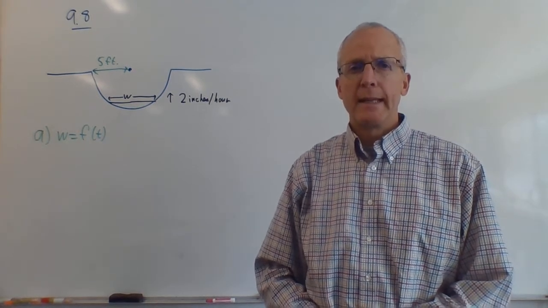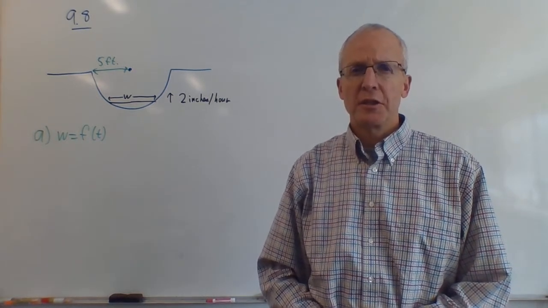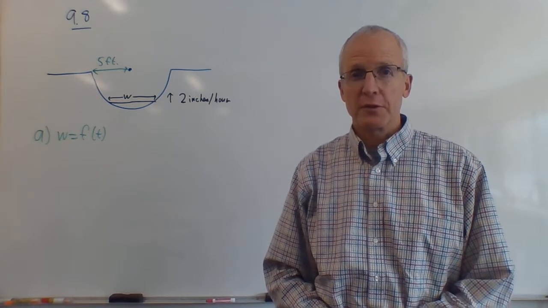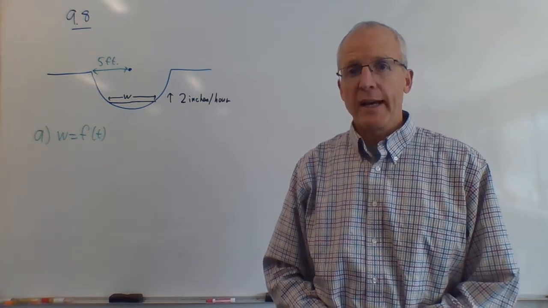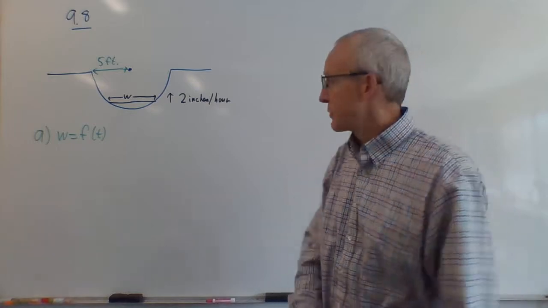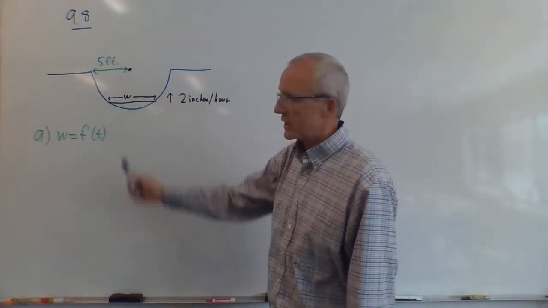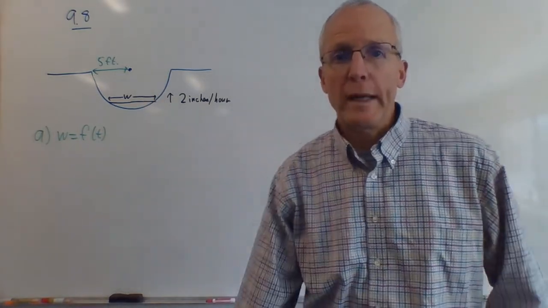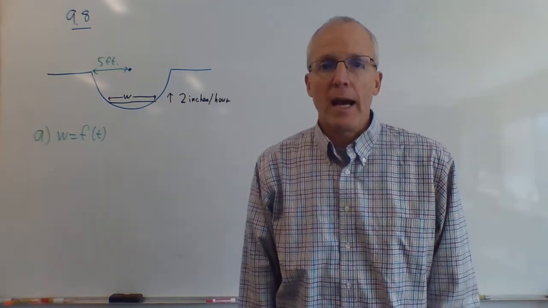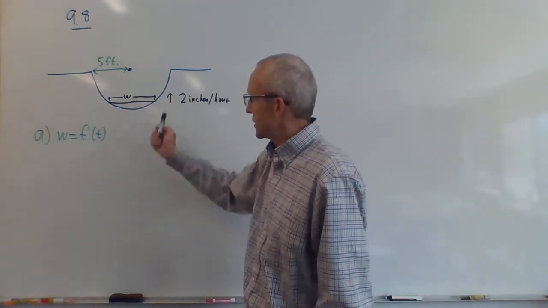Problem 9.8 has this bottom half of a circle, a semicircle ditch, that fills at 2 inches per hour. The water level is going up at 2 inches per hour, and we want to know the width as a function of time. How wide is it? This W here is a function of time.